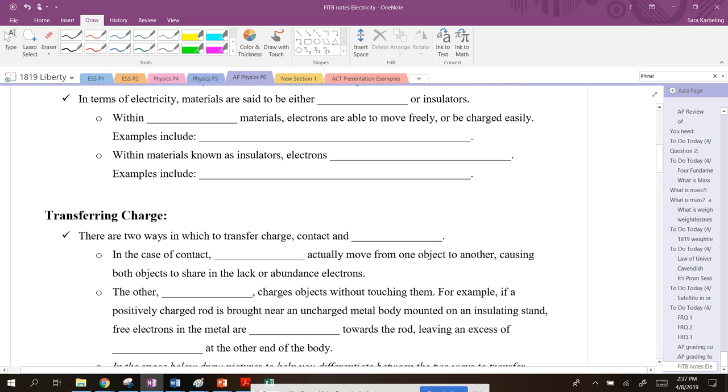Moving down. In terms of electricity, materials are said to be either conductors or insulators. Within conducting or conductive materials, electrons are able to move freely or be charged easily. Did you guys get any examples of conductive materials? No? Henry's got this one. Go.